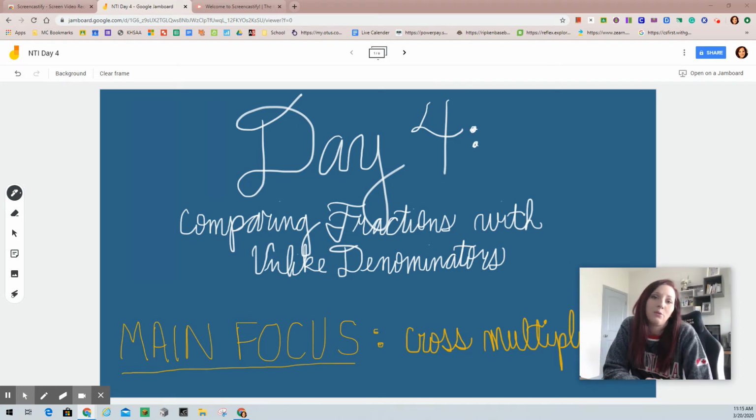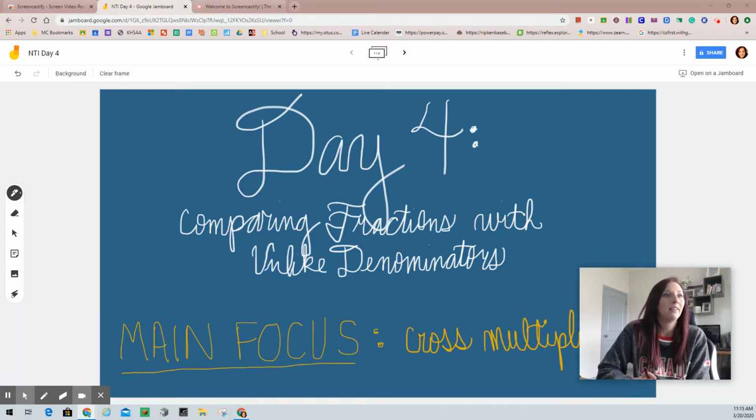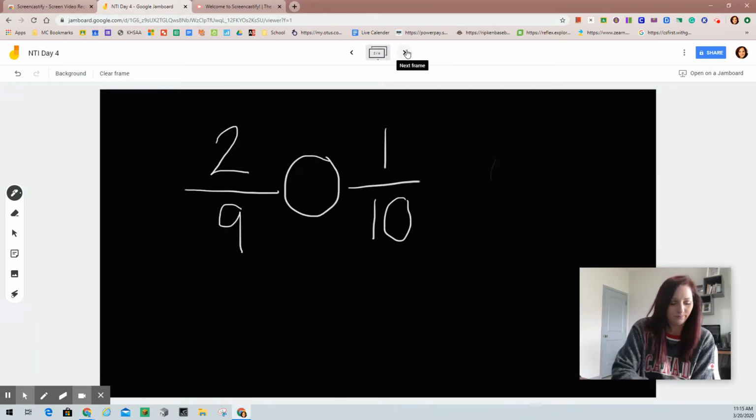Hope everybody had a great weekend and that everything seems to be smoothing out for all of last week for our NTI days. So we're going to continue comparing fractions for about 2 more days. Tuesday will be the last day that I really focus on that. So I'm hoping I can get in a lot of examples because today our main thing again is comparing fractions with unlike denominators, and I'm just going to look at cross multiplication to make sure that you have that skill down. So let's look at a couple of examples.